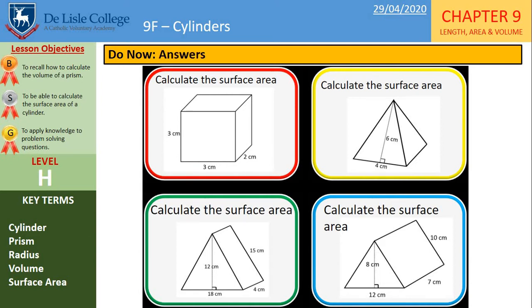Okay, let's check the answers then. The first one is 42 centimetres squared. Then we have 64 centimetres squared, 408 centimetres squared, and lastly 320 centimetres squared.